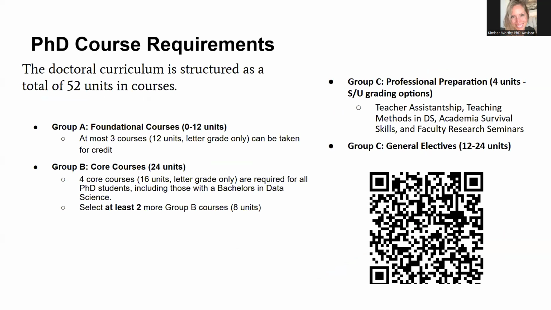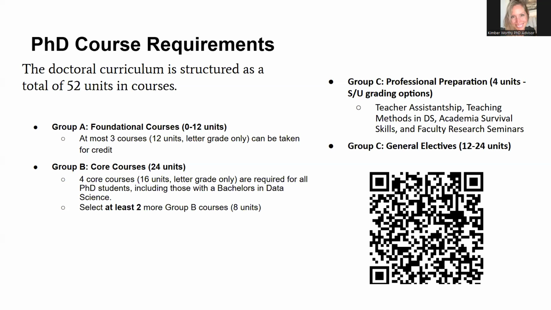Here is the total units. So your PhD course requirements consist of your Group A foundational courses. It says 0 to 12 units, and I'll explain why. 12 units is the max number of units we'll accept into the PhD program towards your degree. But it does say 0 because some students come in already having completed graduate level courses that are these foundational courses. And so they're not required to retake them, but they do petition out of those courses. And so the courses have been waived. And so that's why there's a 0.